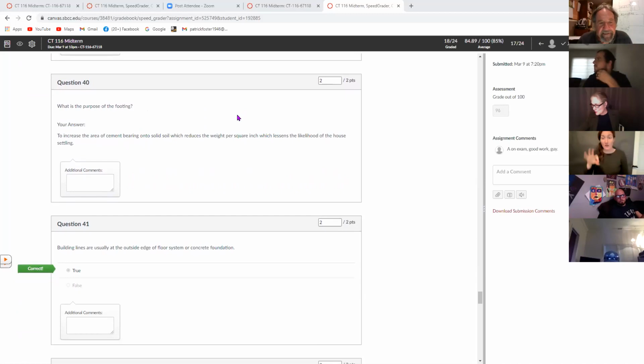What is the purpose of the footing? Well, that's kind of what we've been talking about. It just spreads the weight bearing.